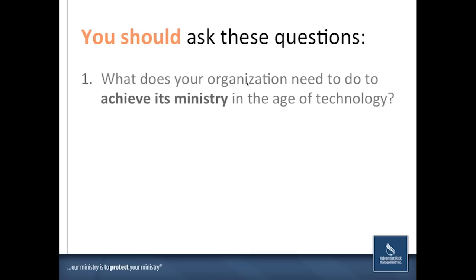So we want to finish by asking three very important questions that you should ask of your own organization. What does your organization need to do to achieve its ministry in the age of technology? In the area of risk control, what are some actions that you can take? I'm asking that because you know your institution best. What are some actions that you can take to protect your institution, your information, your data? And it would be to control risk as best you can. I mean, it's something as simple as protecting and keeping your laptop safe.